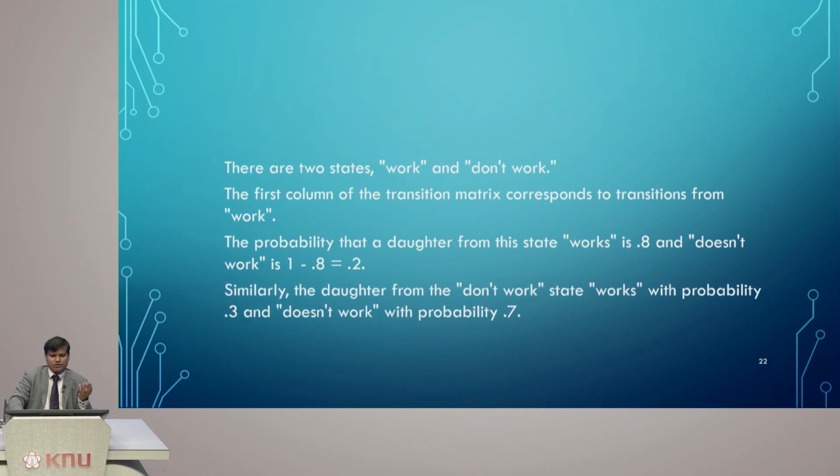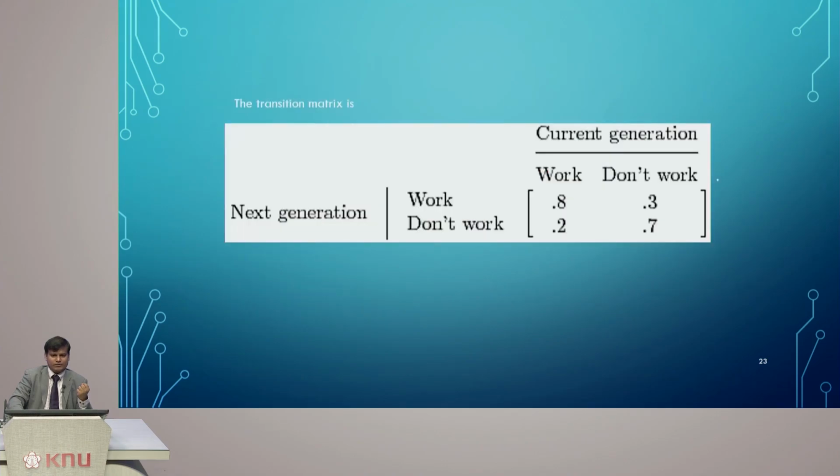Similarly, the daughters from the don't work state work with a probability of 0.3 and do not work with a probability of 0.7. Again, that is given in the problem. We have obtained these values based on the data given to us. Accordingly, you can come up with this transition matrix with regards to work and don't work.